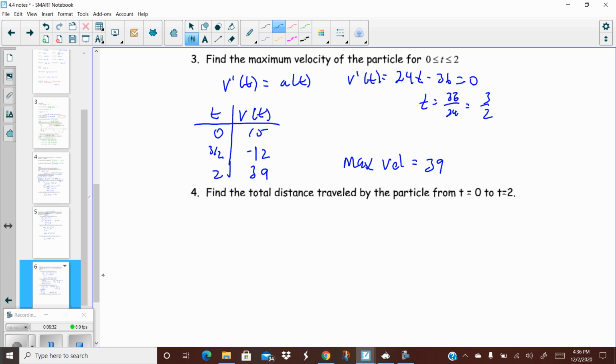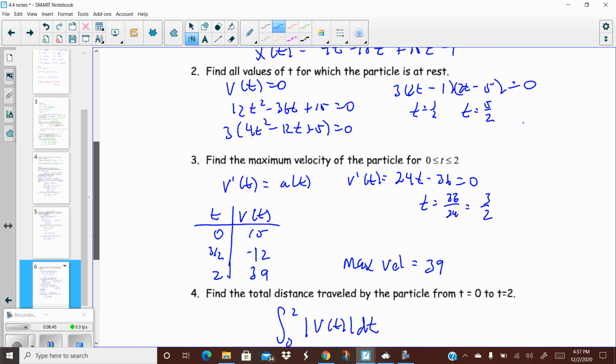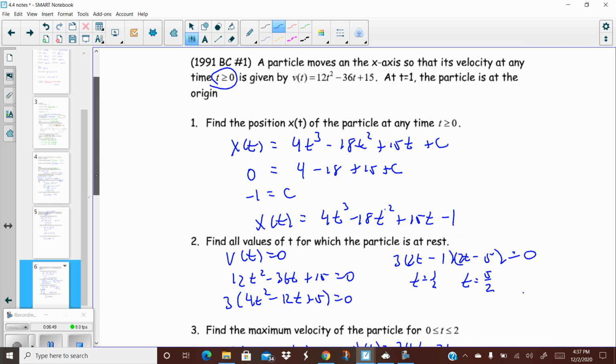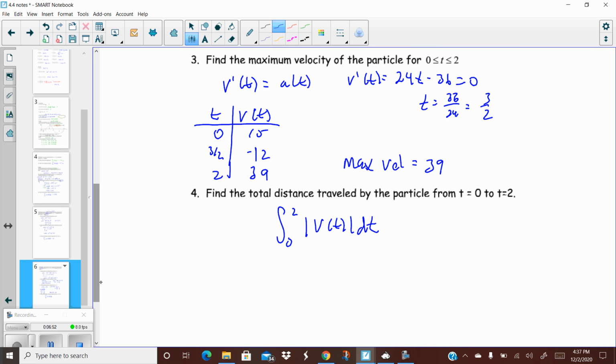And then find the total distance traveled from 0 to 2. We've done total distance a couple times. That's going to be the integral from 0 to 2 of the absolute value of the velocity. Just because I keep forgetting what the velocity is, 12t squared minus 36t plus 15. I'm going to go ahead and write that down. You don't usually have to do that, but I have to keep scrolling back up and down.